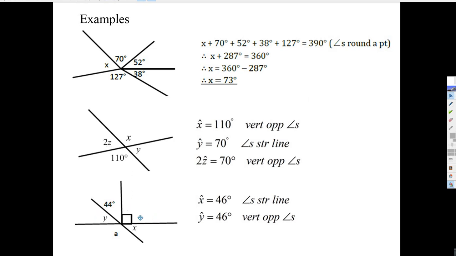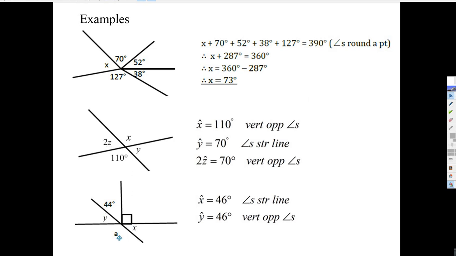Okay, let's try this question here. We're going to figure out X first. We're going to go 44 plus 90. That's 134. Go 180 minus that, and we'll get X. You see this straight line here? That means that X must equal 46 degrees, angles in a straight line. Well, that means Y equals 46 degrees, angles in a straight line.